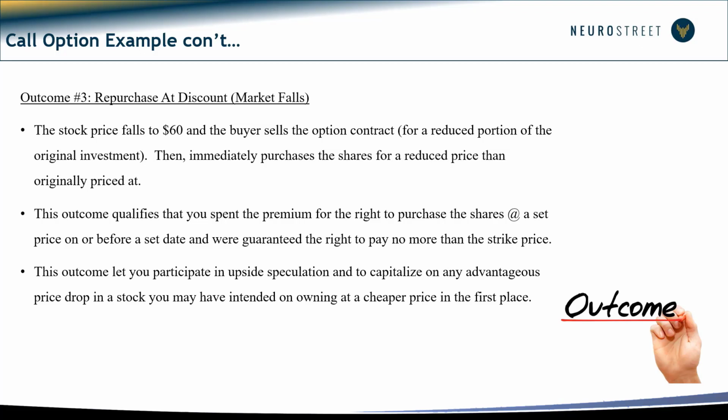This outcome lets you participate in upside speculation and to capitalize on any advantageous price drops in a stock you may have intended on owning at a cheaper price in the first place. So this is only if you're planning on participating in the stock in the first place. So outcome number 3 is not mostly what you're doing. But there's always going to be different scenarios, right? But that's the thing about options, there's many ways to skin the cat here.